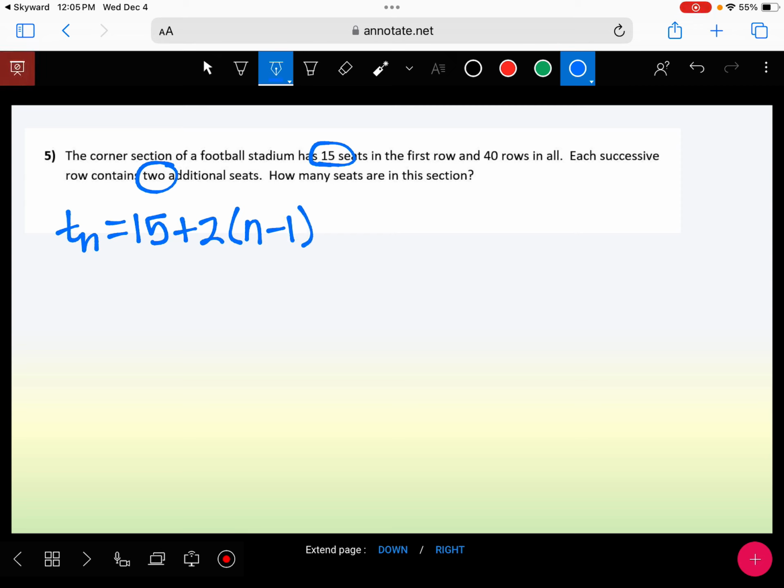All right, raise your hand if you have that for the general rule. That's just a general rule. So that would be my first step. And then what did you do next? What did you figure out? Daniel? Yep, find T40, yeah. Because we know how many were in the first row. We got to figure out how many are in the 40th row. So find T40.